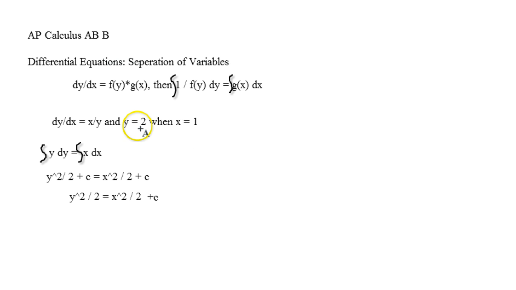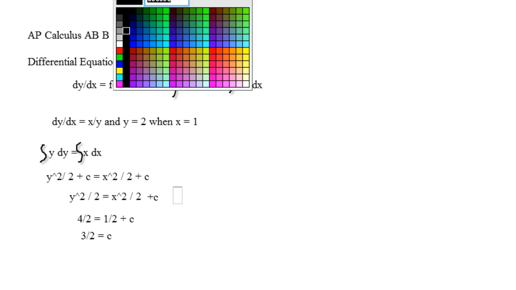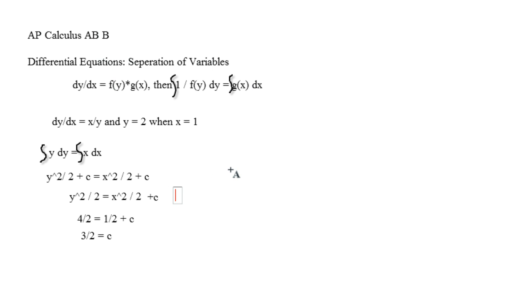Now I'm going to plug in y equals 2 and x equals 1 to find c. So this is going to be 4 divided by 2 is equal to 1 divided by 2 plus c. So I'm going to subtract 1/2 from both sides, so 3/2 is equal to c in this case. This is helpful for finding the constant. So I'm going to go back to right here, and redo this part. Let's go red. So I get y squared divided by 2 equals x squared divided by 2 plus 3/2.